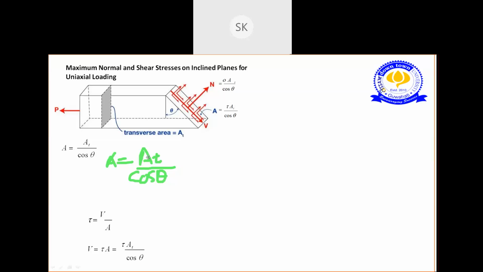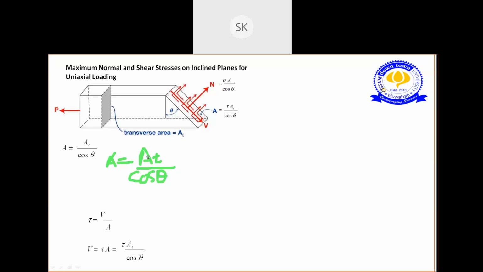Okay. So we got A is equal to AT by cos theta. Now we'll find the normal stress and shear stress. So what is the normal stress? We got sigma equals N by A in the last class. Yes or no? We got sigma is equal to N by A. So what is our A? Our A is AT by cos theta. Sigma equals N. Instead of A, we can put AT by cos theta.